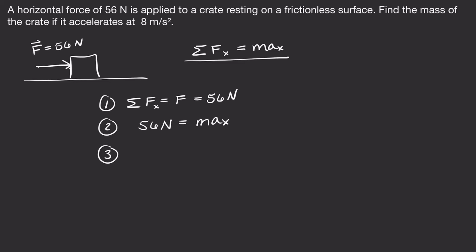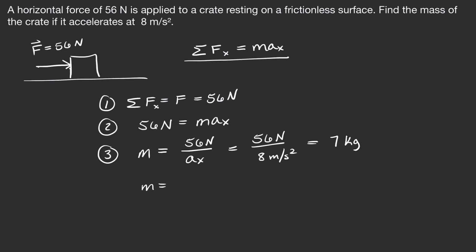And then the third step, I'm going to solve for what I want. And so in this case, not acceleration, I want to find the mass. So I'll take my 56 newtons and I'll divide by the acceleration, which was given as 8 meters per second squared. So you have 56 newtons divided by 8 meters per second squared. And 56 divided by 8 is just 7. So our mass is 7 kilograms.